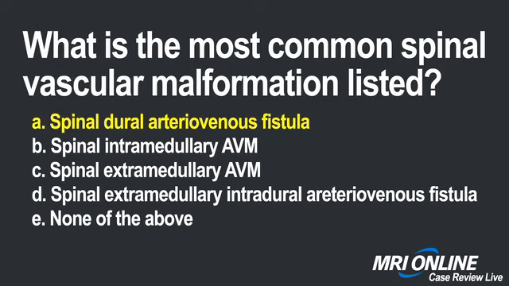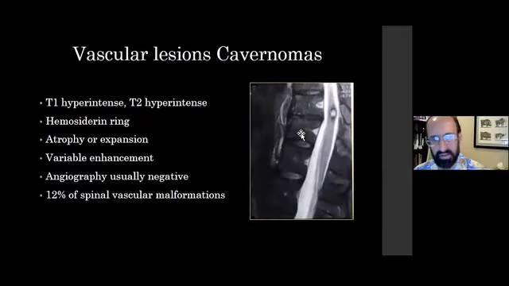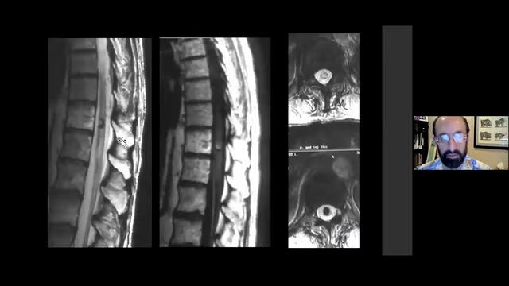So if we can go back and look at our slides here, this was multiple cavernomas, which have the characteristic hemosiderin ring around them with absence of edema in the spinal cord. There's really very little expansion other than of the actual cavernoma itself. They may show faint enhancement. Angiography is negative, and these represent 12% of all spinal vascular malformations. So it's probably number 2 behind the spinal dural AVF. Here another example of a cavernoma of the spinal cord, dark in signal intensity from the hemosiderin and no significant mass effect.